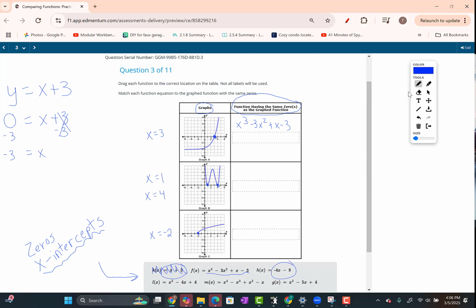The next one, let's do this one the old-fashioned way. It's probably quicker. Rewrite it as y equals negative 4x minus 8. Replace the y with 0. Solve for x by adding 8 to both sides first, and then dividing both sides by negative 4, and we get negative 2. We do have our next match.